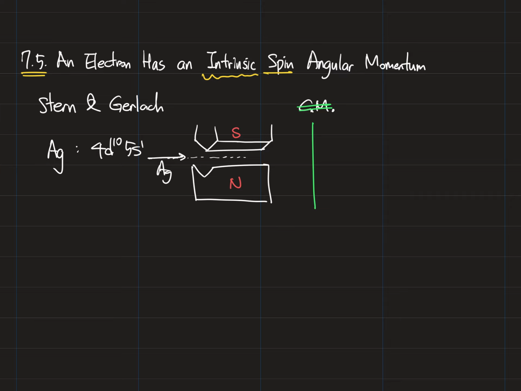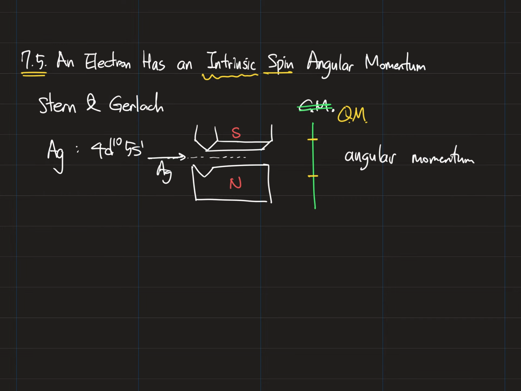So quantum mechanics, classical mechanics is wrong for this one. The final result is you have very clear two spots, only two spots, according to quantum. So this is another evidence of the quantization. And here we are talking about the angular momentum.